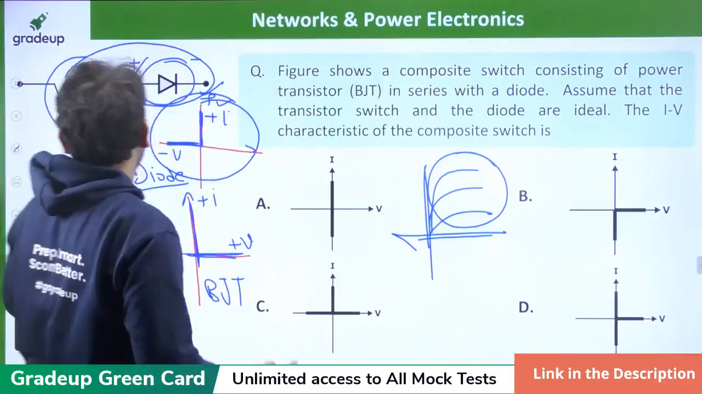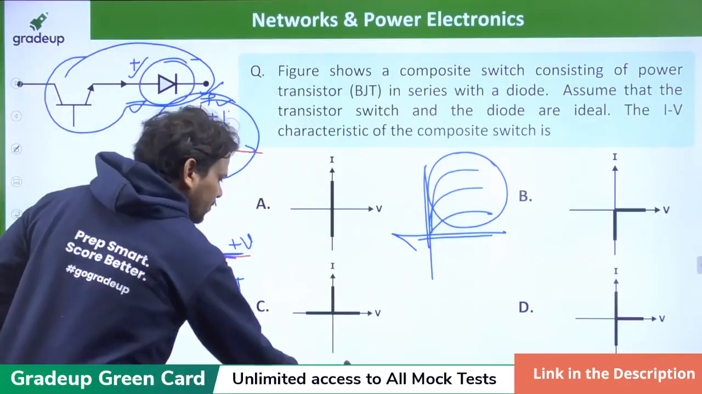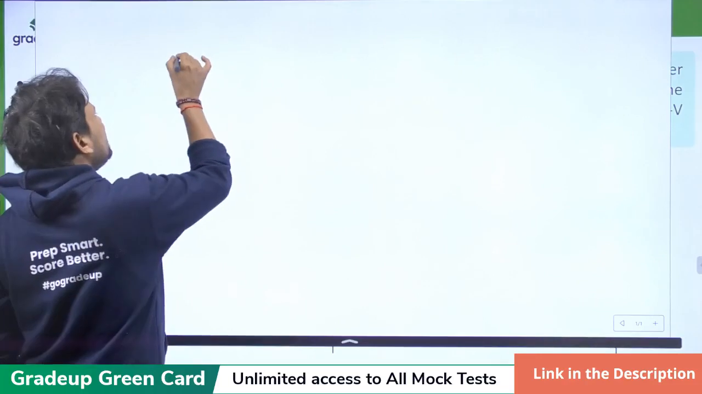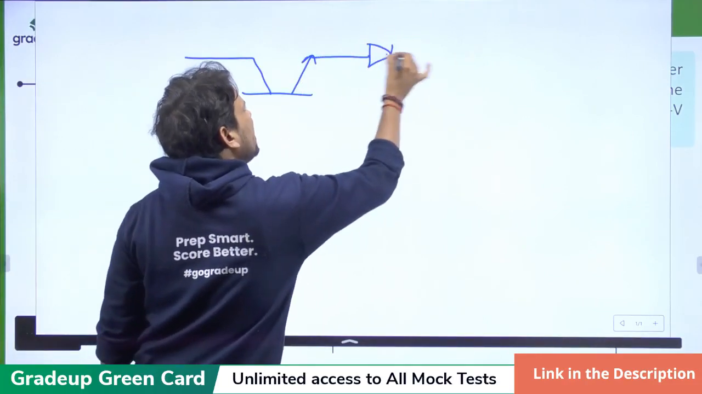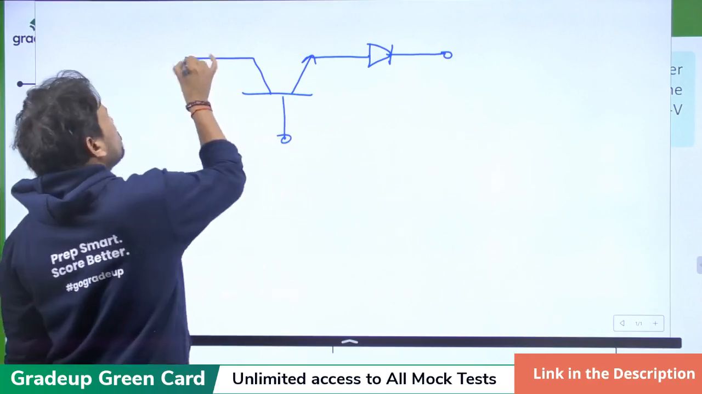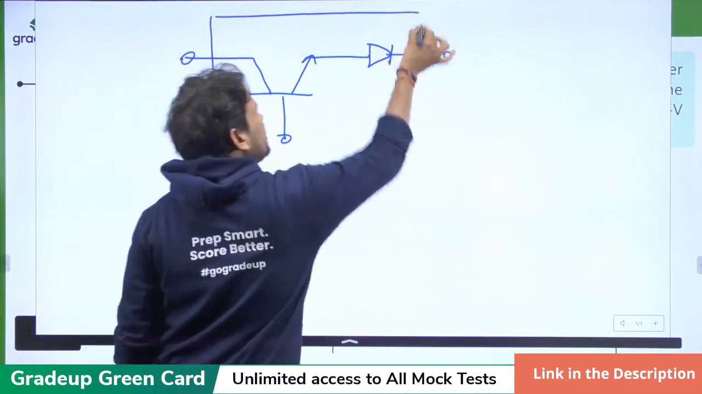So dear friend, in this circuit configuration, if we have the BJT in such fashion with the diode, it is called an anti-series configuration. Please mind it.